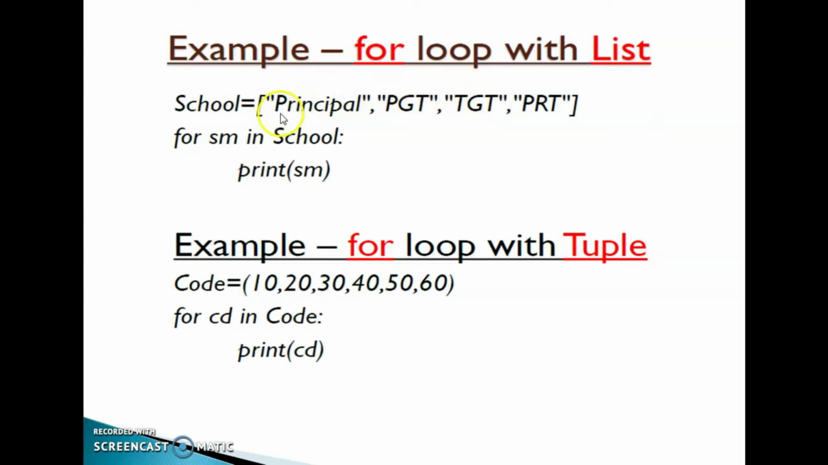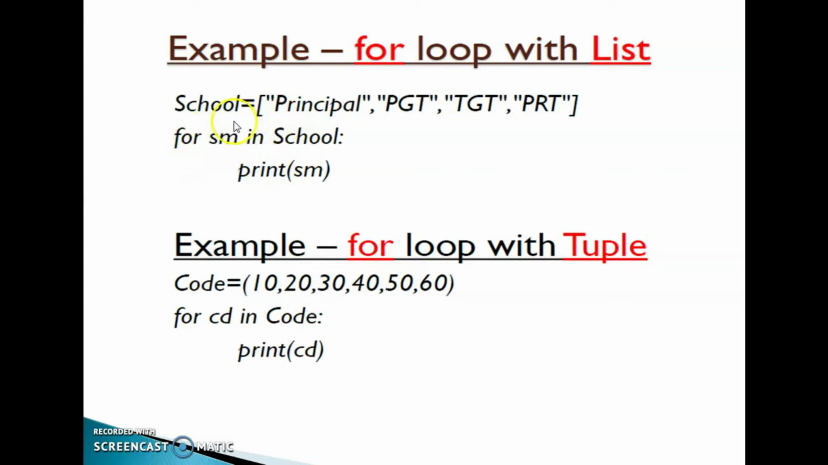Example, for loop with a list. school = ["principal", "PGT", "TGT", "PRT"]. This is a list because we specified the square bracket here. Square bracket signifies the list. Then we started this for loop: for SM in school. School is a list. In this school list, it will identify the values principal, PGT, TGT and PRT.